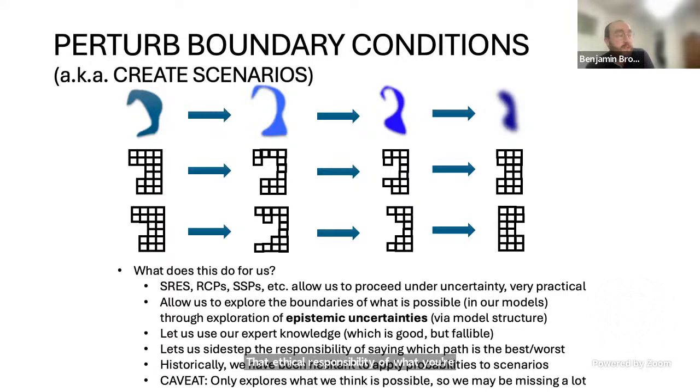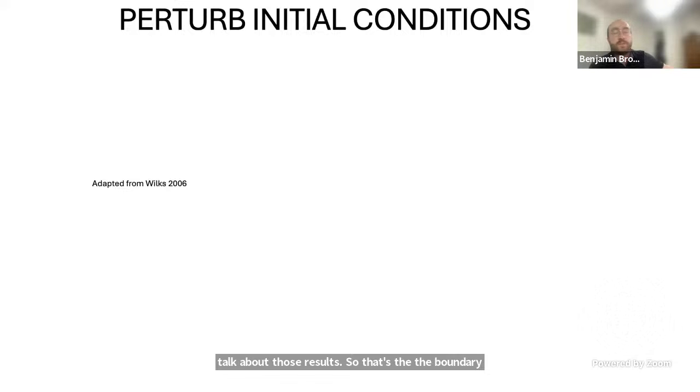And then it's easy to do in models. It's easy to run different scenarios and get results and talk about those results. So that's perturbing the boundary conditions, the scenario development. The other one is you perturb the initial conditions.